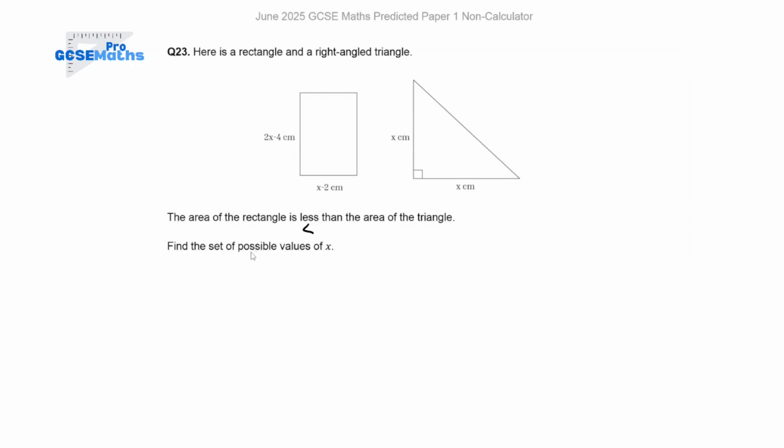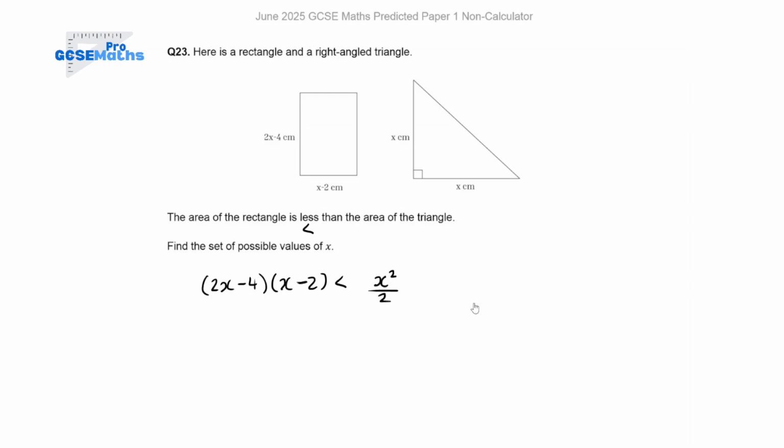So based on the context, the area of a rectangle is obviously length times width. So 2x minus 4 times x minus 2, and then that's less than, so make sure you get the right way around, the area of the triangle, which is obviously base times height, so x times x is x squared. But also remember, you do half that, don't you? Divide it by 2, so don't forget that, because obviously the rectangle you don't.